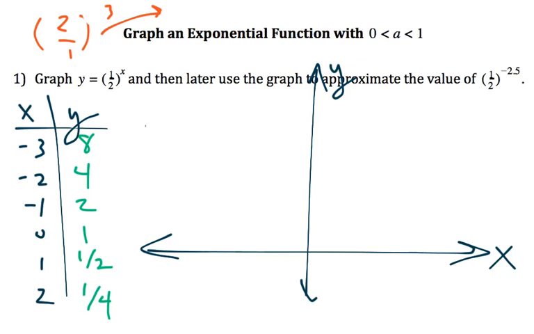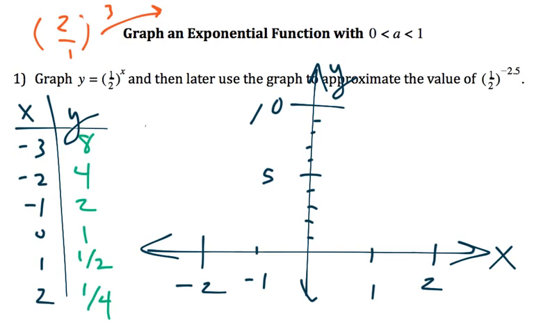And just like before, maybe I go back to -2 to +2, +1, -1. Now here, I think we can go up to 10 for this graph. Here's 10. 5, 1, 2, 3, 4. 1, 2, 3, 4. And I'm going to graph -2, +4. -1, +2. 0 is at 1. 1 is at a half. And 2 is at a fourth.